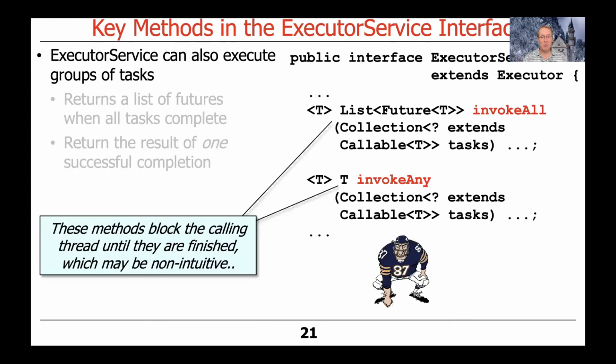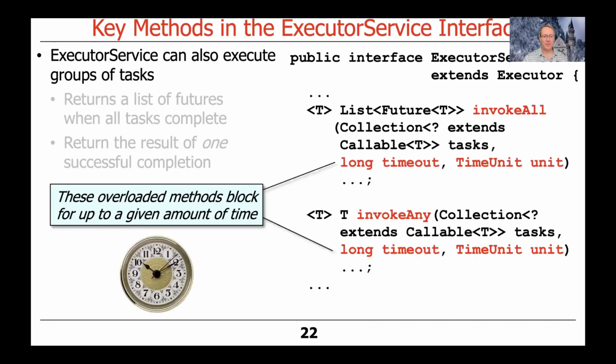These methods block the caller. So it can be a little bit non-intuitive. You might think invokeAll will start all the tasks running and then return right away. Well, that's actually not the way they work. These methods will block until they get all or any of the results, respectively.